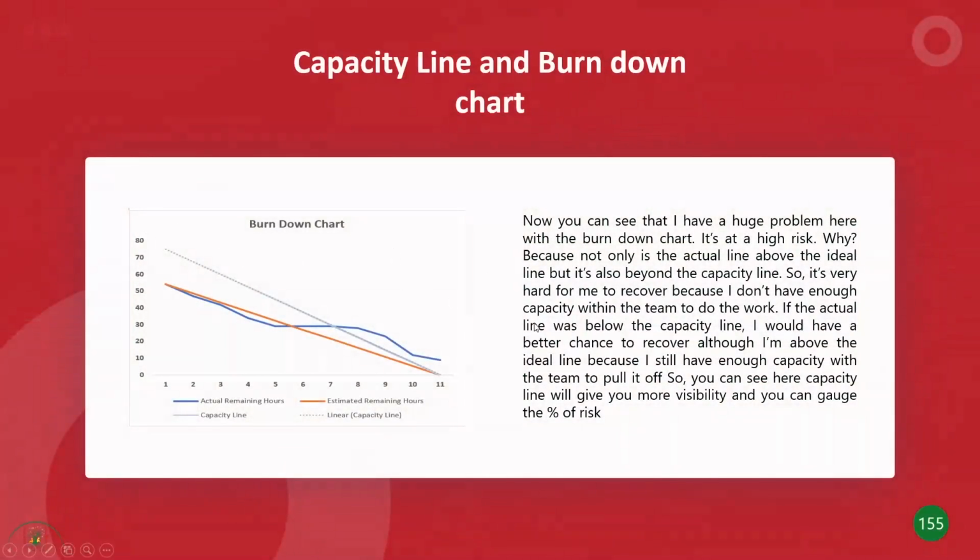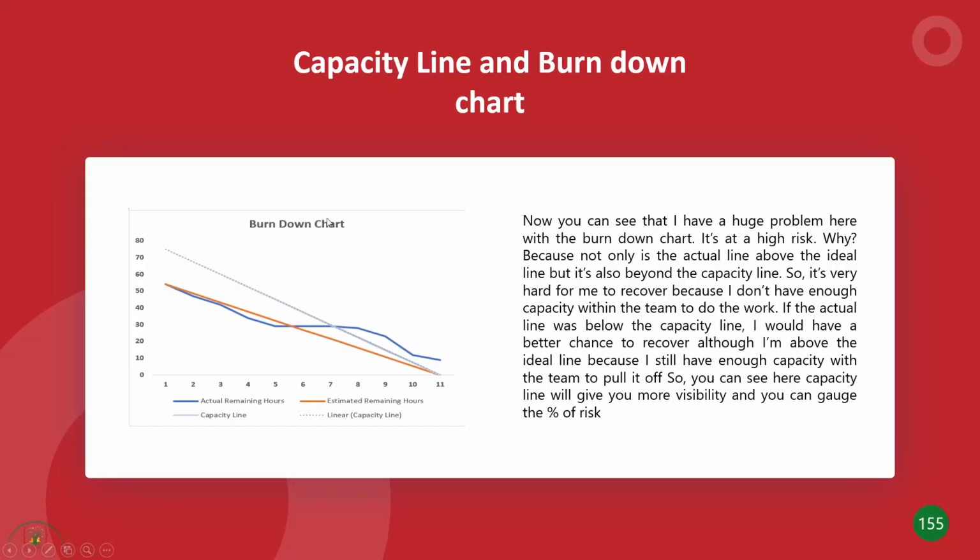Another way to look at the burn down chart is the capacity line. So we have the ideal line, and the dotted linear line here is the capacity line. If you remember a couple of slides back, we talked about the capacity of the team, right? The capacity line is pretty much that. We have the ideal line, and we can also chart out the capacity line, that is the capacity of the team to take up story points.